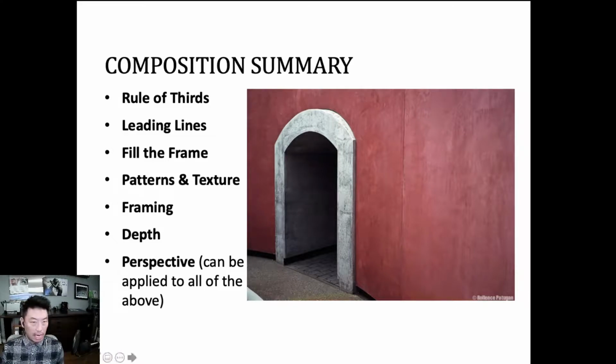All right, that is composition. And so now that you've seen this, from this point forward, you should be able to create amazing and stunning shots. No more boring shots from this point forward, right? Right.